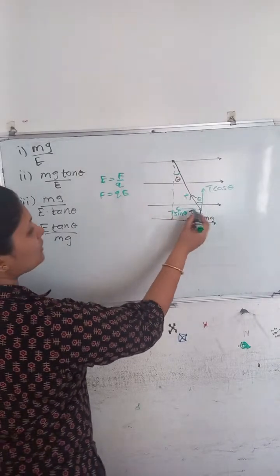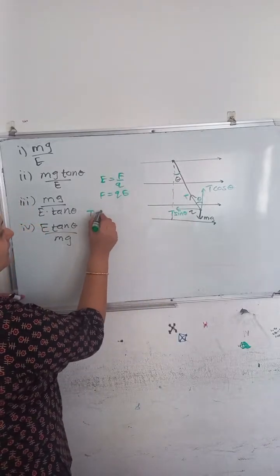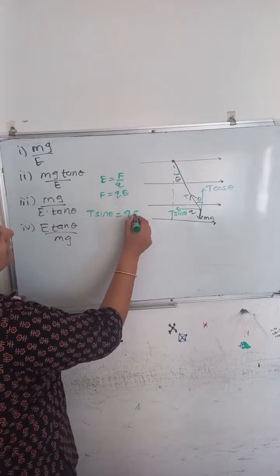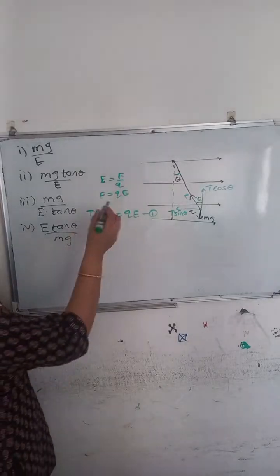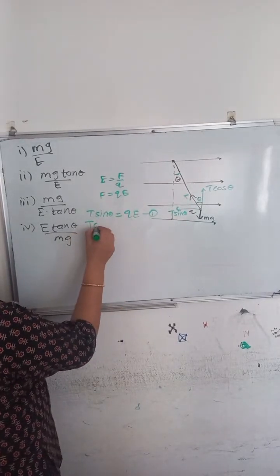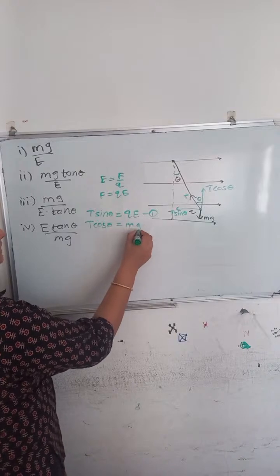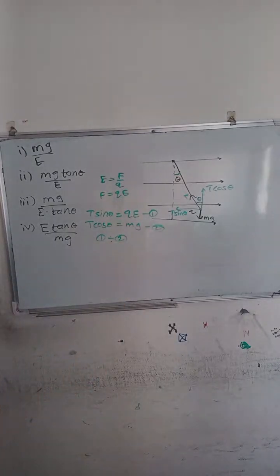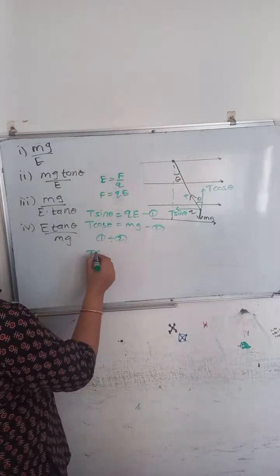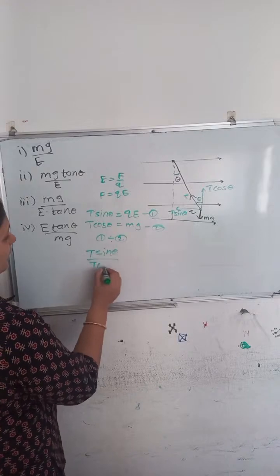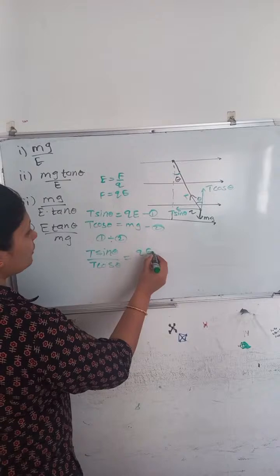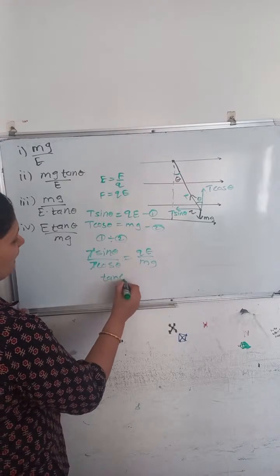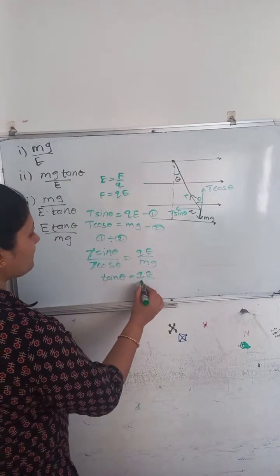So the horizontal component is T sin theta, and this T sin theta is responsible for the force, so I will write it as QE. This is equation number 1. And the vertical components: T cos theta is equal to mg. This is equation number 2. Dividing equation 1 by 2, you will get T sin theta upon T cos theta is equal to QE upon mg. So T gets cancelled, sin by cos is tan, so tan theta is equal to QE by mg.